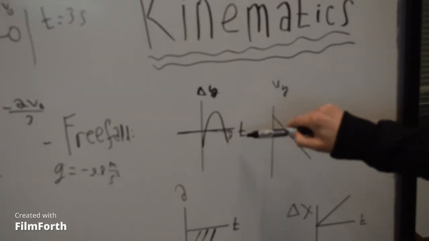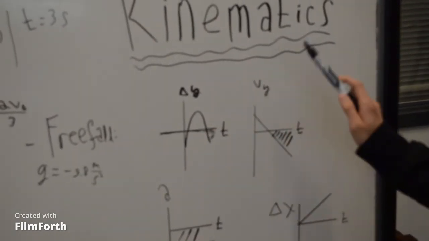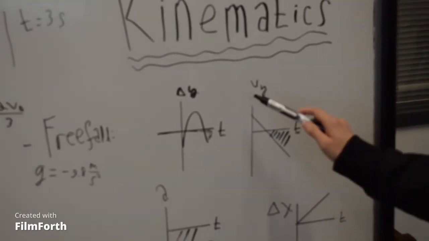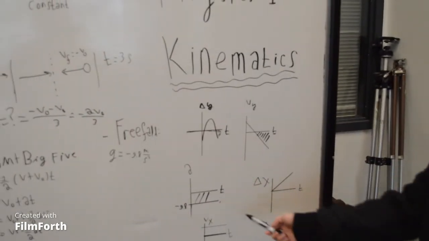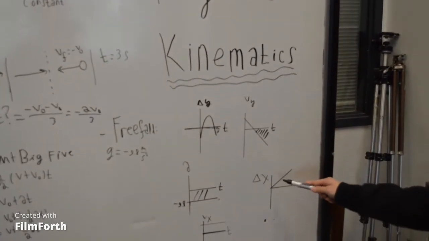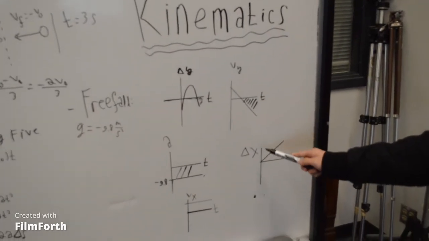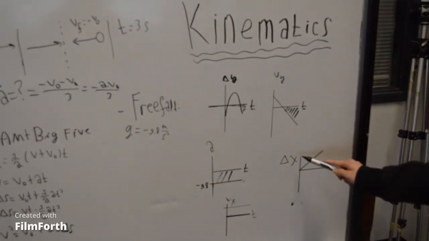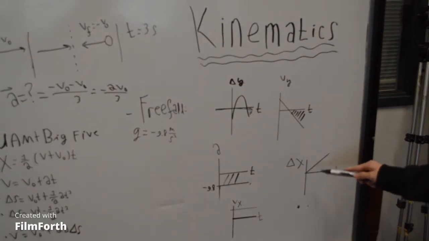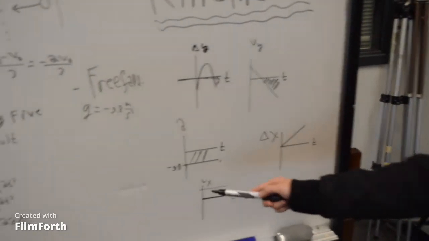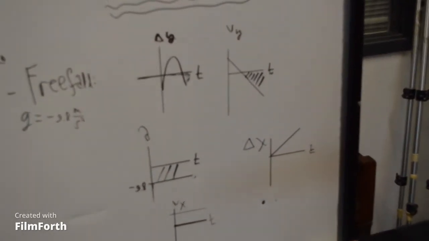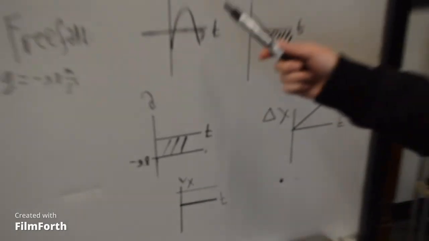you'll get a quadratic that looks like this. And then its vertical velocity as a function of time, you'll get a negative slope that's decreasing. And then the acceleration as a function of time is a constant negative 9.8 meters per second squared. On the horizontal components, you'll notice that it's linearly increasing. The change in horizontal position as a function of time is linearly increasing. And then the horizontal velocity as a function of time is constant, as there is zero acceleration in the x direction.